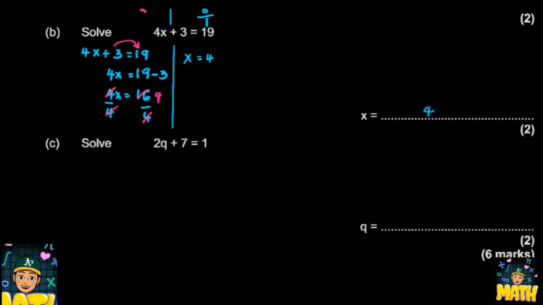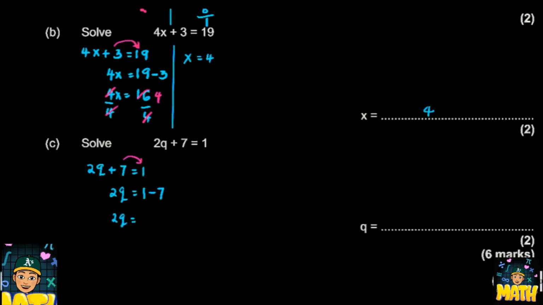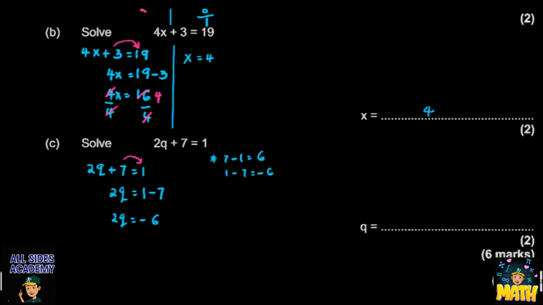2q plus 7 equals 1. So the 7 has been added. When it goes to the other side, it becomes a negative. So I'll write that as 2q equals 1 minus 7. Now, you have to pay attention to this. This is a small number subtract a bigger number. Remember, when you have 7 minus 1, it gives you 6. So when it's 1 minus 7, it's negative 6.